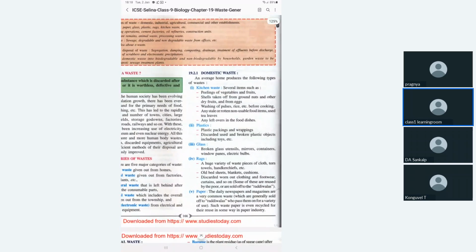Kitchen waste. What are the substances in kitchen waste? Shells of groundnuts, dry fruits, eggs, etc. Washing of pulses, rice before cooking, anything. Okay, rotten, non-usable substances, and then leftovers. They are kitchen wastes. Most of them are harmless. But what are harmful kitchen wastes?